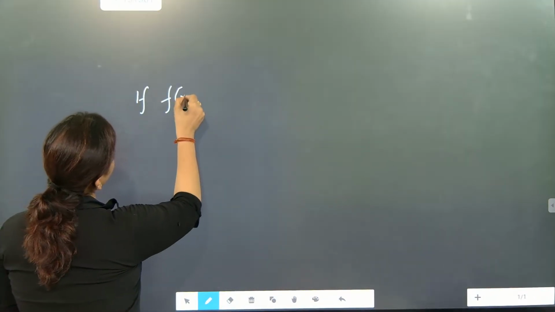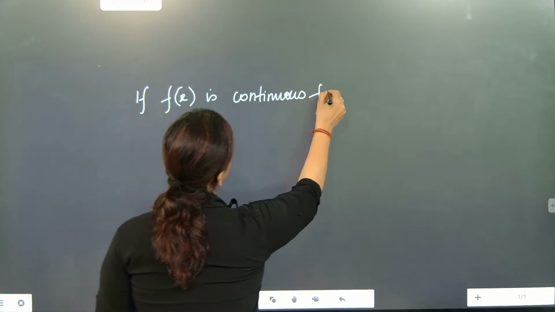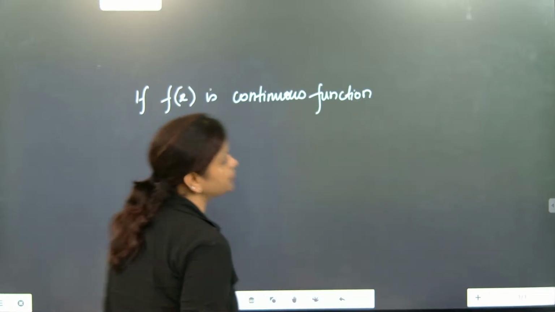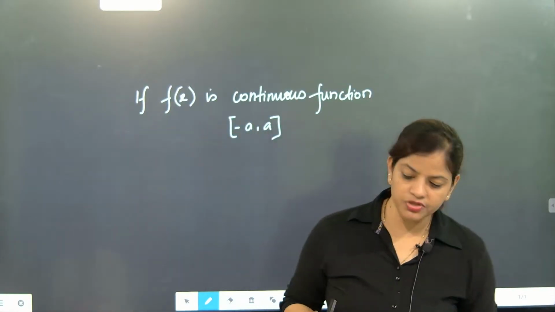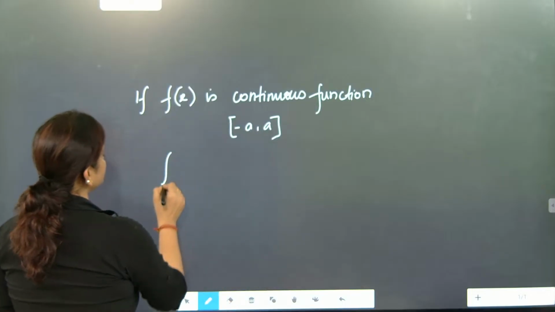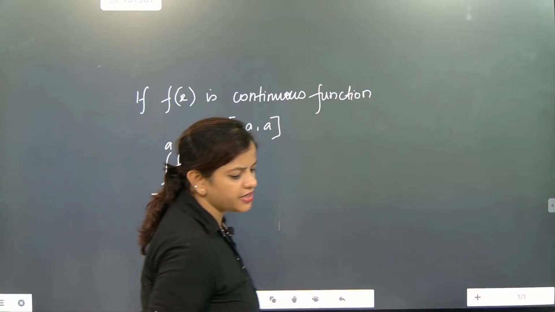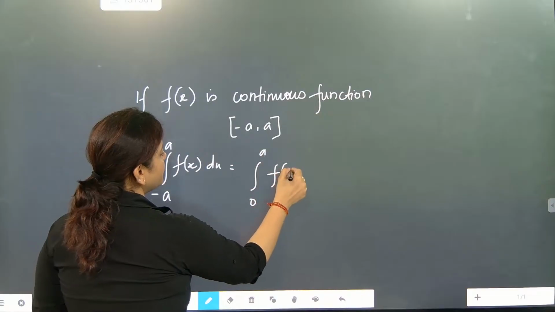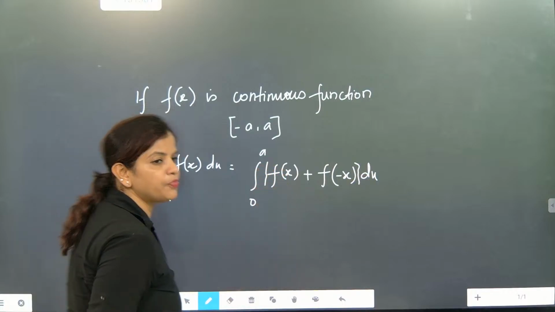If f of x is a continuous function defined in the closed interval minus a to a, then how are we proceeding? Integral from minus a to a of f of x dx, we can write it as integral from 0 to a, one time it will become f of x, one time it will become f of minus x, dx. So this is exactly property number 8.